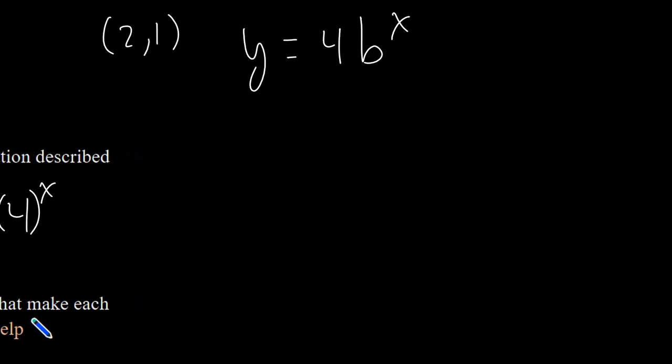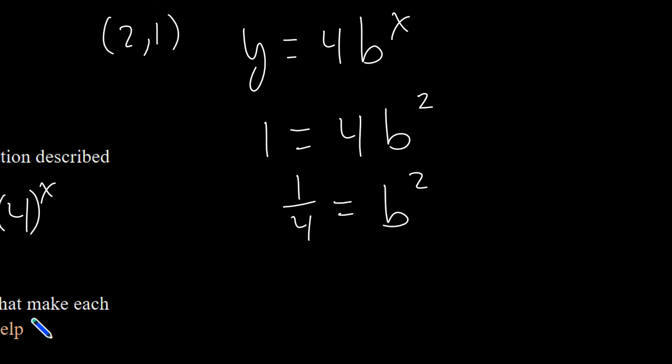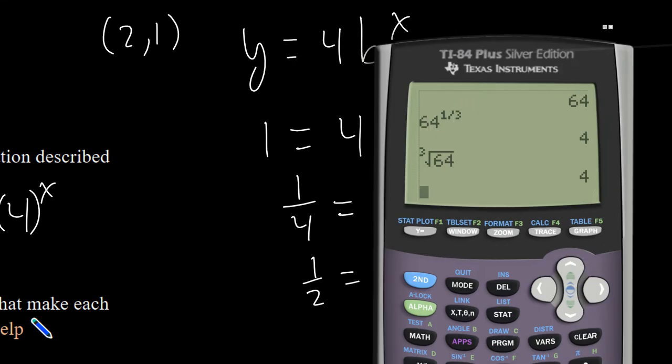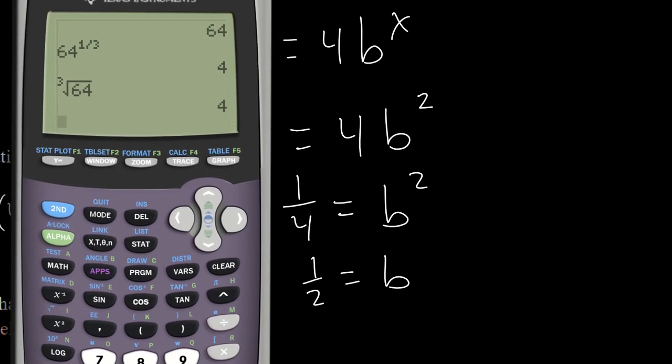Okay, so my value of y is 1, and then I've got 4, and then I've got b. I don't know b, but I do know that x is 2. Fabulous. Now I'm going to divide both sides by 4, so I get 1/4 equals b to the second power. If I take the square root of that, I get that b could be plus or minus 1/2, but we would need to use just the positive root here. B would be 1/2.